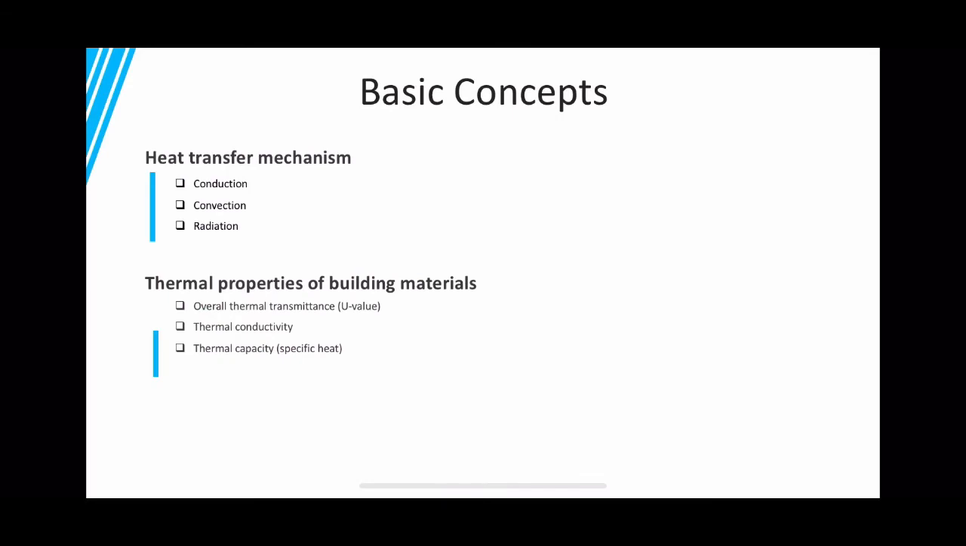Okay, so heat transfer mechanism, we have done this in thermodynamics class. Of course, it is conduction, convection, and radiation. So the thermal properties of the building: overall thermal transmittance, which is the U value, which you have learned in thermodynamics class, thermal conductivity, and finally thermal capacity, which is the specific heat inside the space.